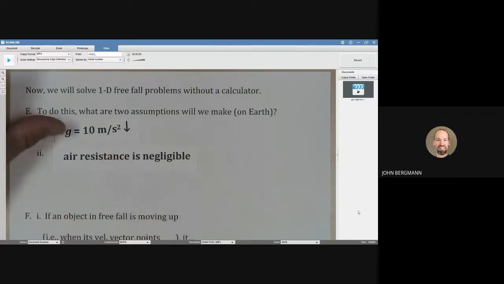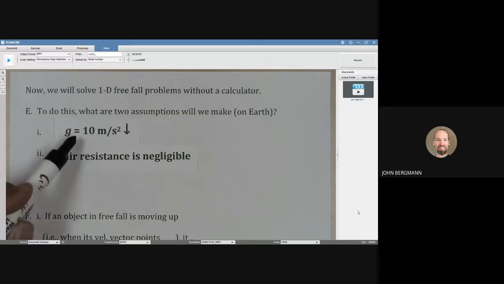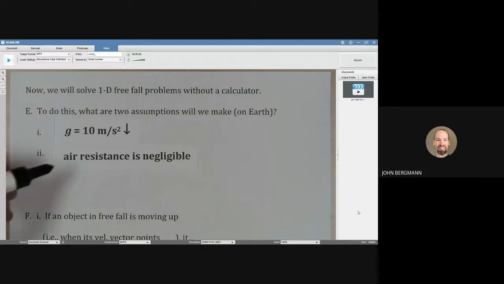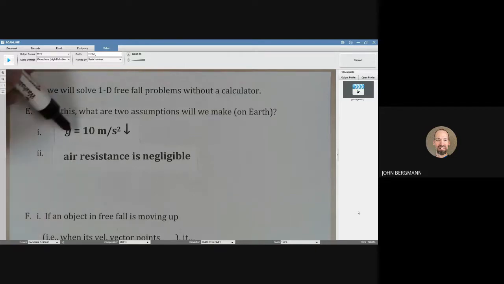The first is that the acceleration due to gravity is equal to 10 meters per second squared in the downward direction. So sometimes you want to call that negative 10 meters per second squared, but it doesn't matter, positive or negative. The point is it's downward. Similarly, air resistance is negligible. We know that g on Earth is closer to 9.8 meters per second squared, but that's pretty close to 10. And so for doing problems in our head, we don't want to use 9.8. We want to use 10.